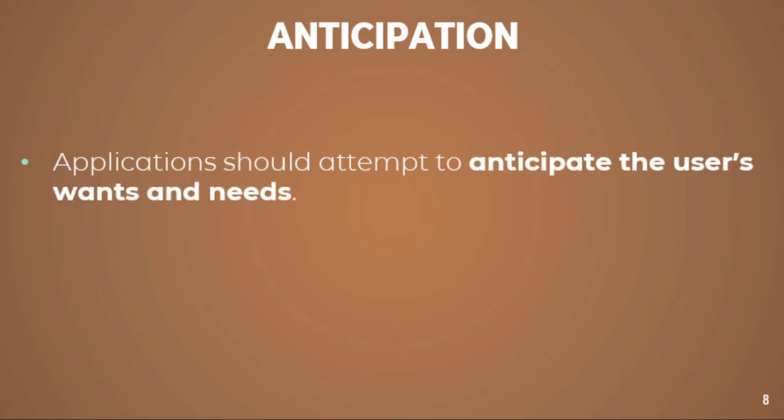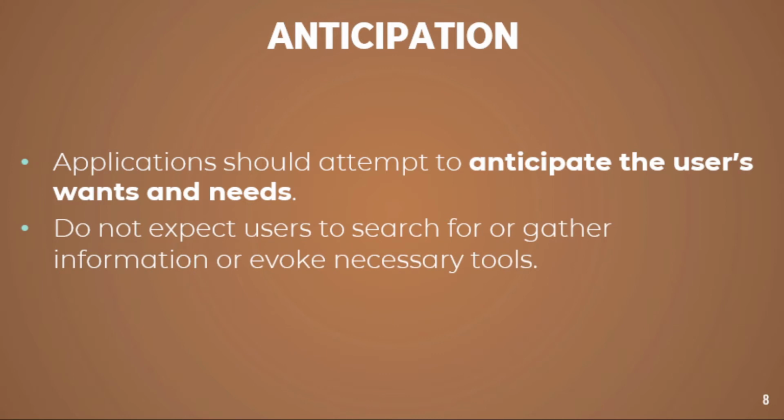Now, in the area of designing, an application should attempt to anticipate the user's wants and needs. Very important. When you design your website, anticipate. Will this be what they want? Will this be what they need to see to access my website? So that is anticipation. What do you want to offer? What can your website do?